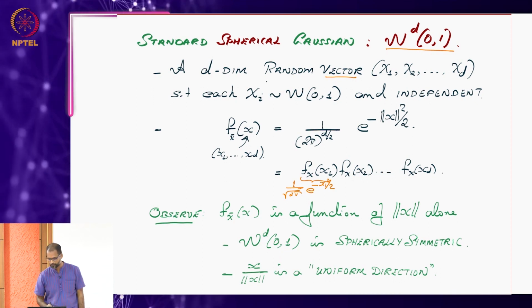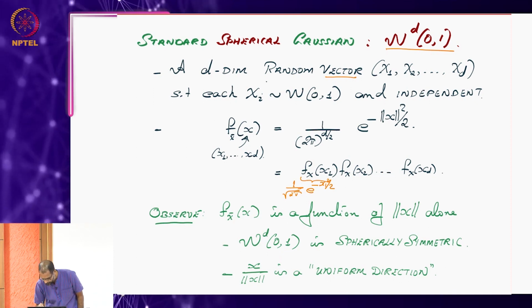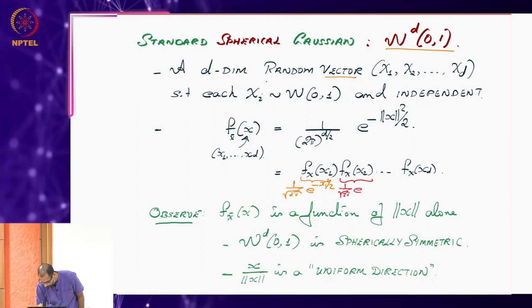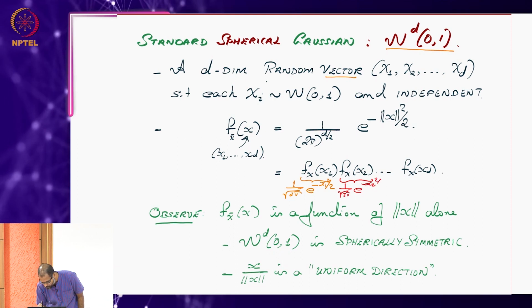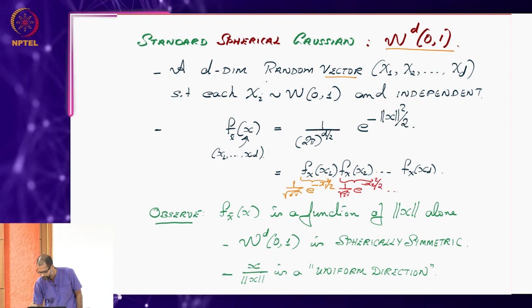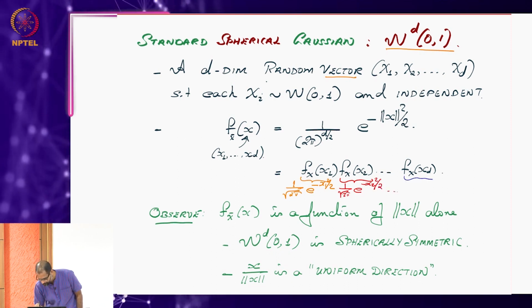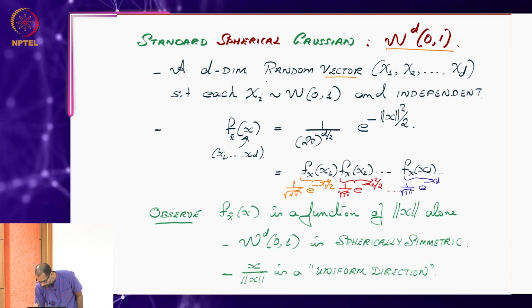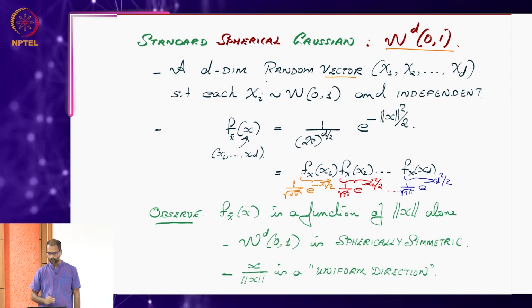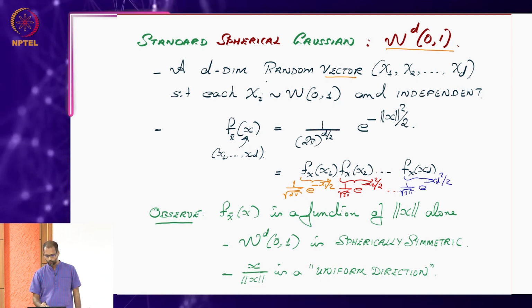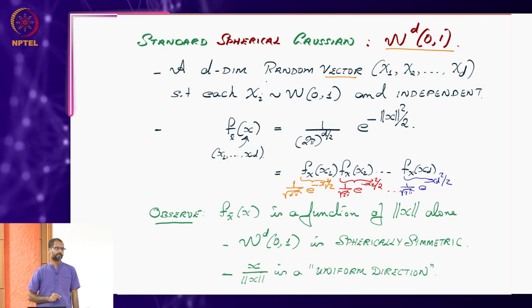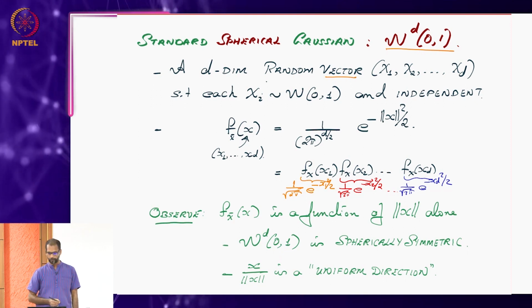This is what f(x1) would be. What would be f(x2)? The same thing, 1 by root 2 pi e raised to minus x2 squared by 2, and so on. What would be this guy? 1 by root 2 pi e raised to minus xd squared by 2. Now, if you multiply all of this, this root 2 pi comes d times. So, that is where you get the 2 pi to the power d by 2, or root 2 pi to the power d.